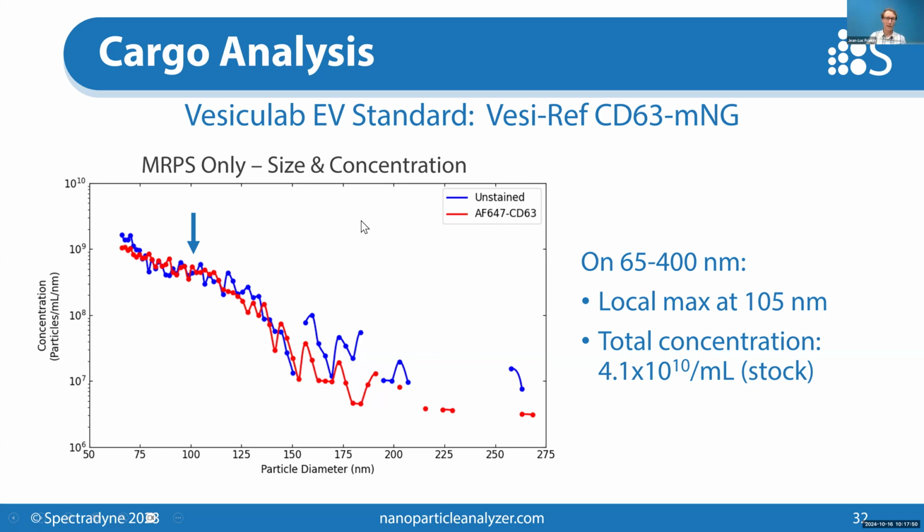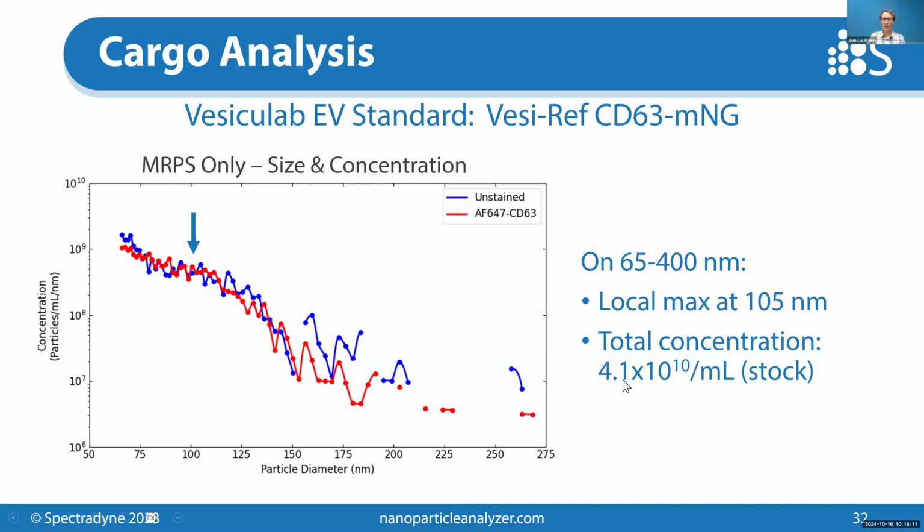Okay, so what we see here from this comparison is just that the size distribution doesn't change very much when we label the particles with the antibody. That's expected because tacking on a few antibodies onto the outside of an EV does not appreciably change the particle's volume, which is what we measure with the MRPS technique.